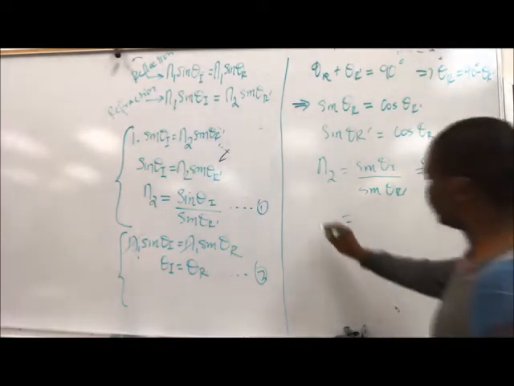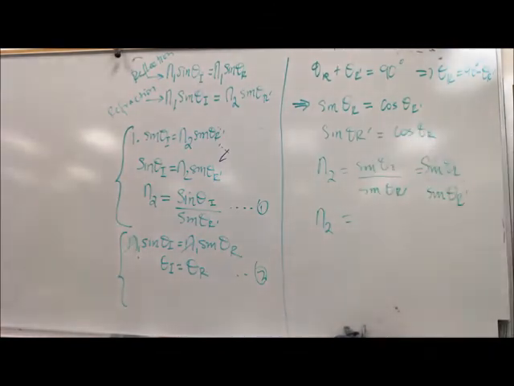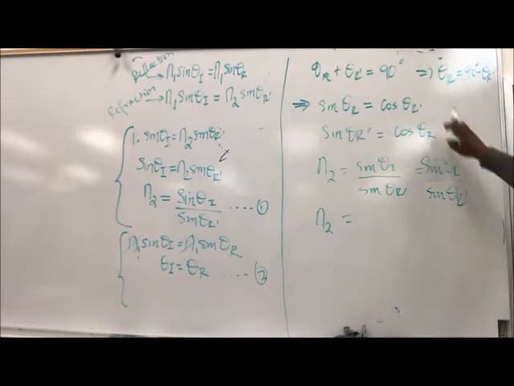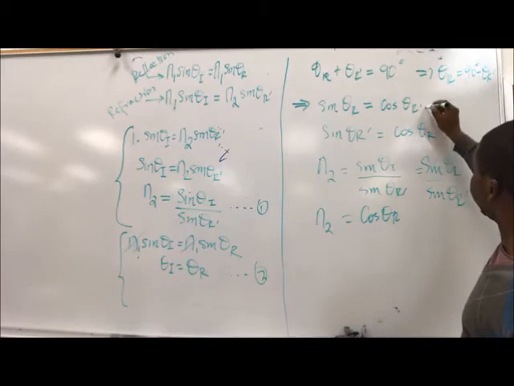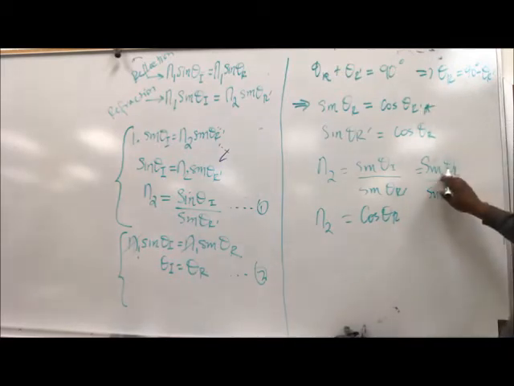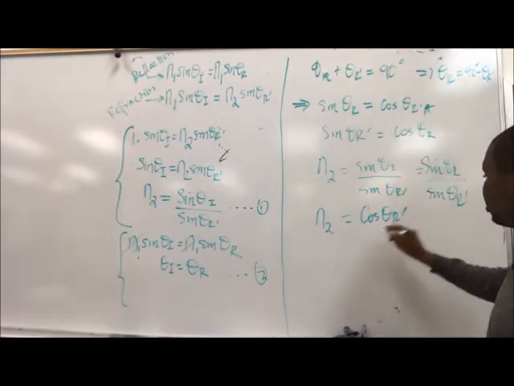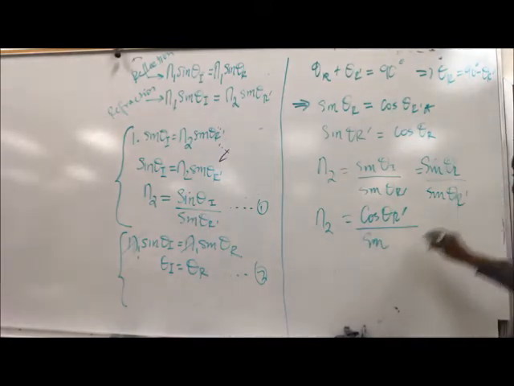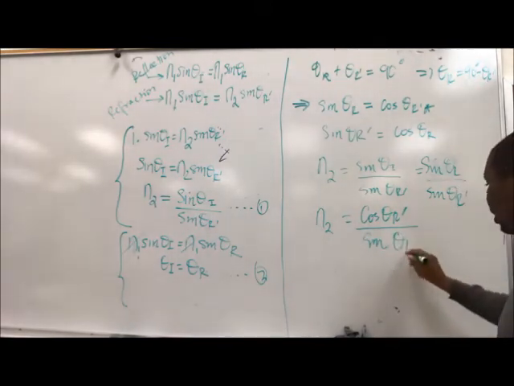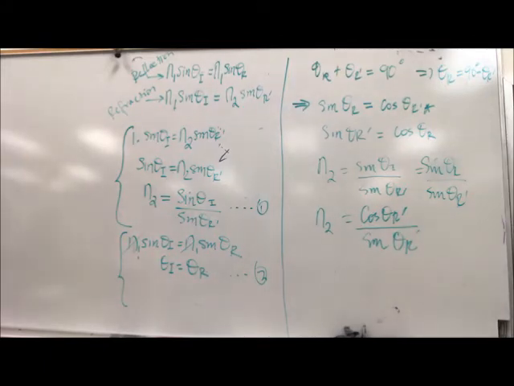Okay? You guys with me? Now, I just concluded that sine of theta r is the same as the cosine of theta r prime. So this expression becomes cosine of theta r prime over sine of theta r prime. All right?